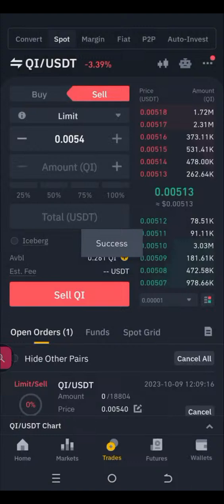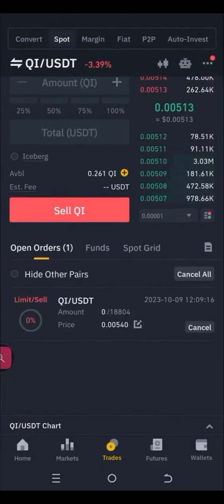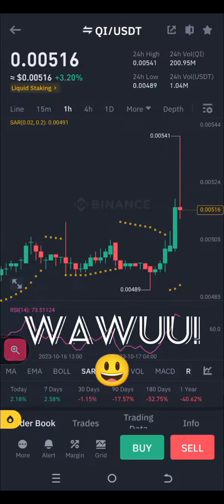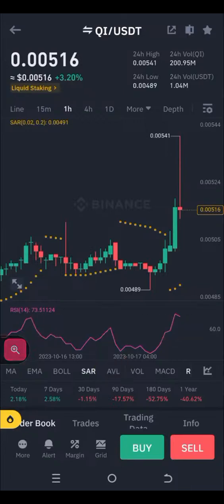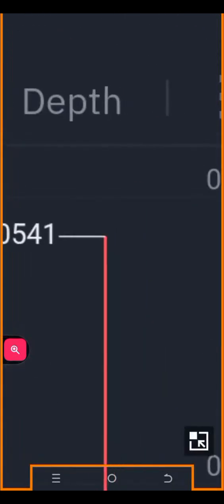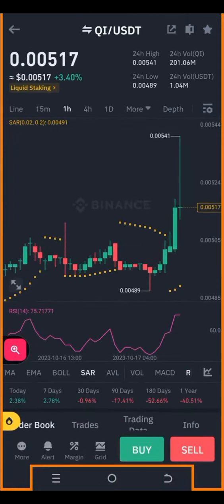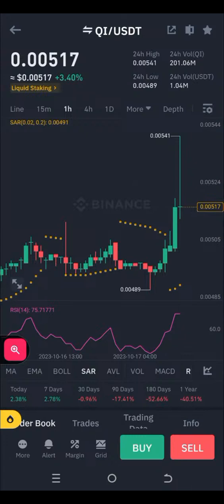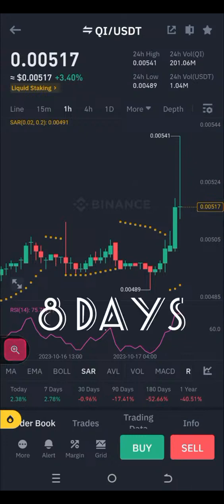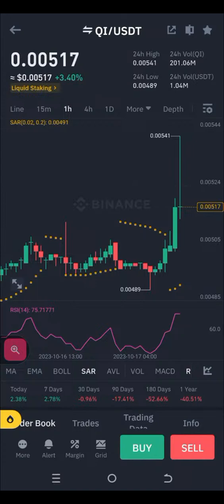Okay, so here it is. We're currently in the queue. Let's wait for it and see how long this is going to take. And I'll be back to give you the results. Take care. Wow! Can you see how QIUSDT ran all the way to 0.0541? This trade, wow, I've been in it for 8 days. Eight days. Oh my God.